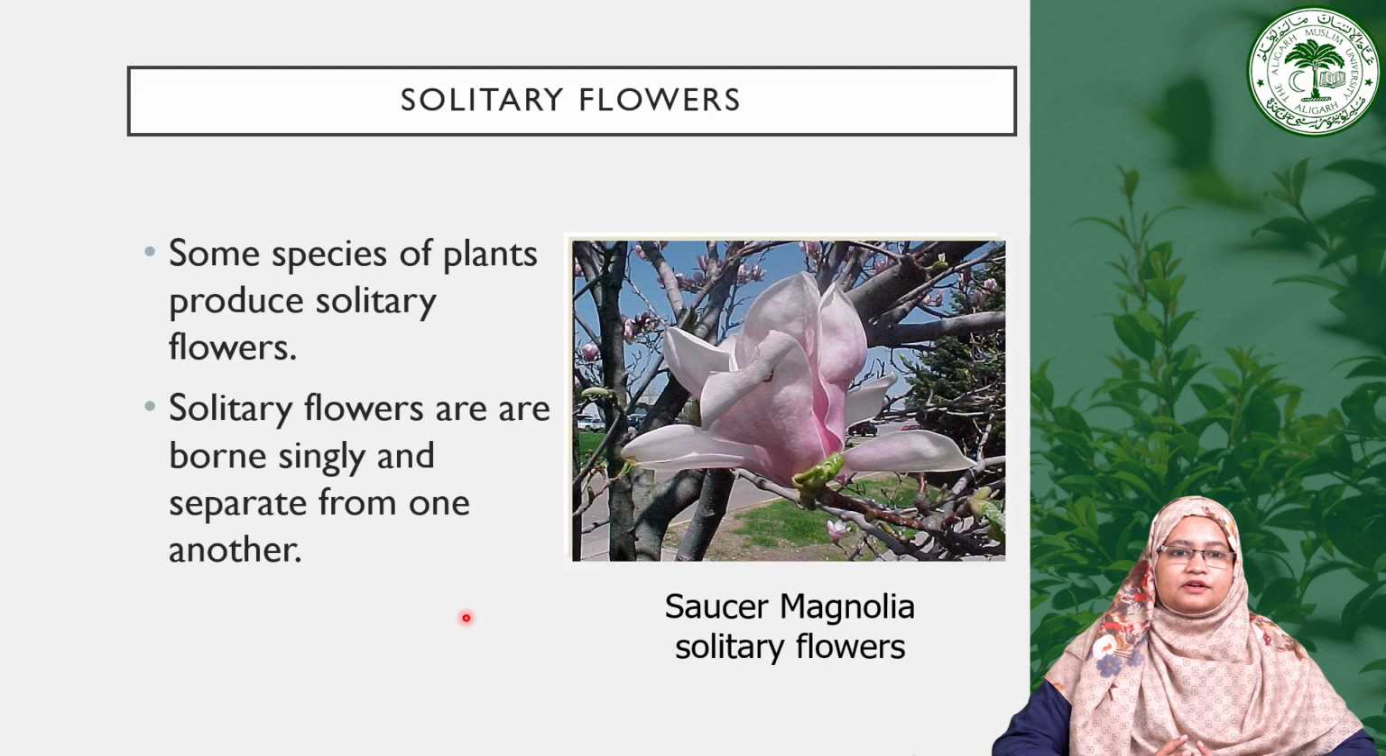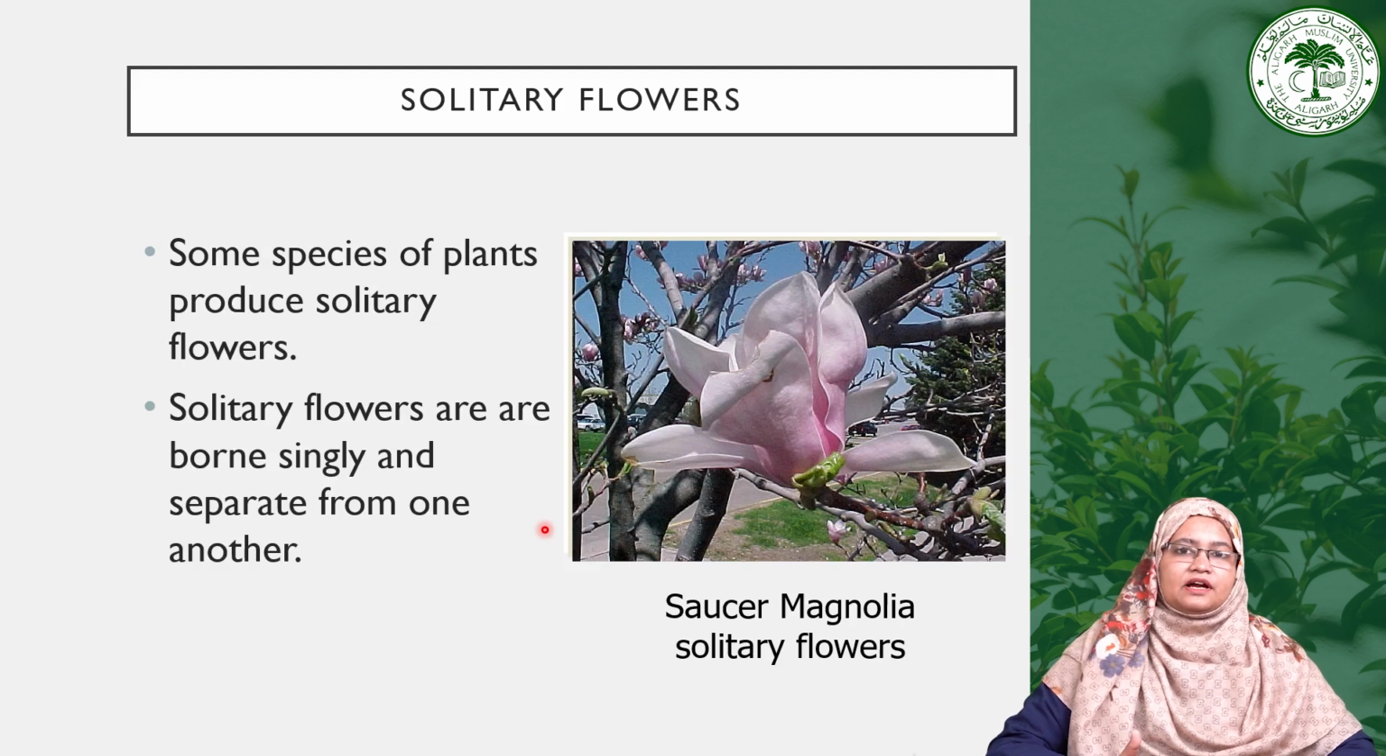Besides this, many times flowers are produced solitary. They may be at the terminal position or on the axillary position. When the flower is produced alone and not in a group, it is called a solitary flower. As you can see here, the saucer Magnolia has only a single flower. So this type of flower is called solitary.